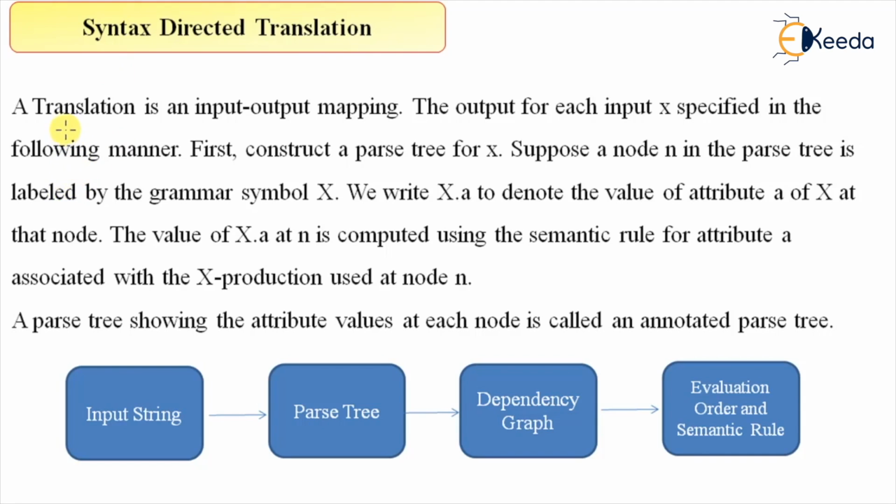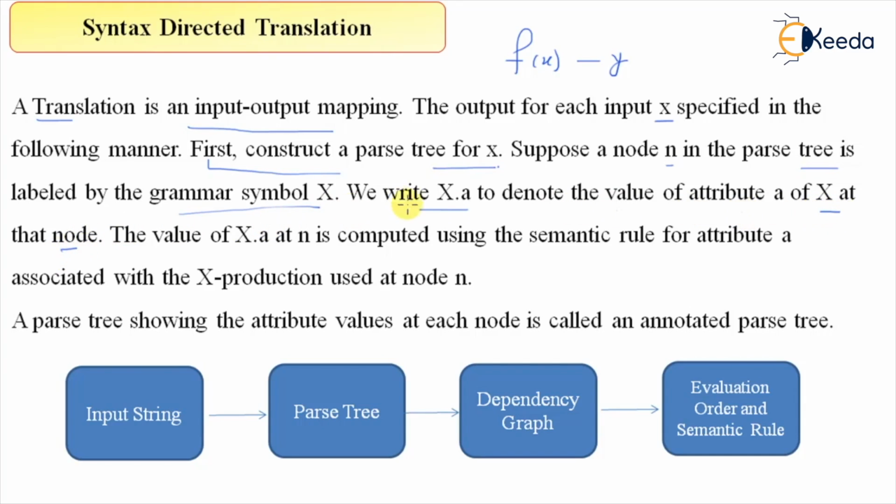So let's read out the definition and then I'll explain what exactly it means. A translation is an input output mapping. It's like a function: you pass some value x and it produces some output y. The output for each input x is specified in the following manner. First, we have to construct the parse tree for x. Suppose a node n in the parse tree is labeled by the grammar symbol x. Then x.a denotes the value of attribute a at that node.